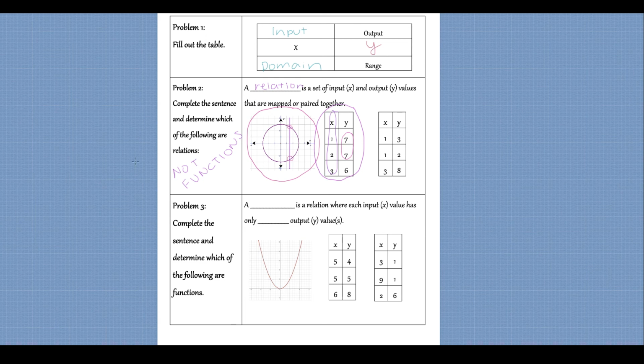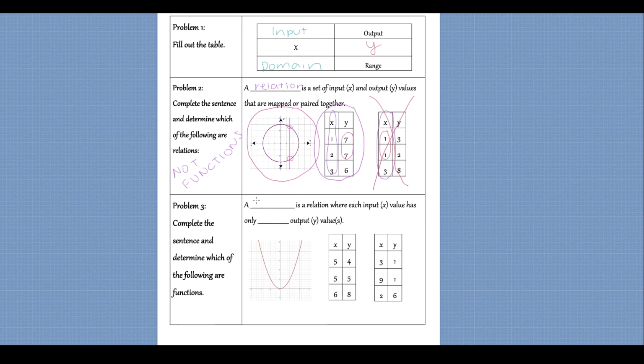Our last one over here, you can look at the x values, and you can see that there are two of the same x values. And so since these two are here, we can automatically determine that this is not a function. It is a relation, but it is not a function. So it wouldn't be correct in this form. So our next one, let's move on.